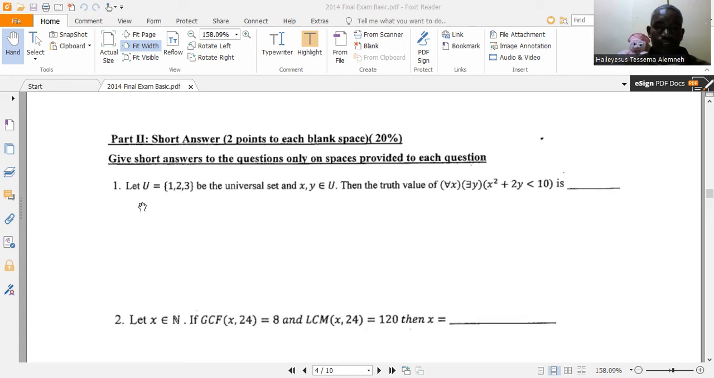The first question says: let U, the set containing 1, 2, 3, be the universal set, and let X and Y be elements in U. What is the truth value of for all X, there exists Y, X squared plus 2Y less than 10?